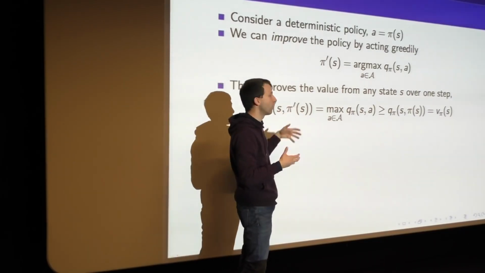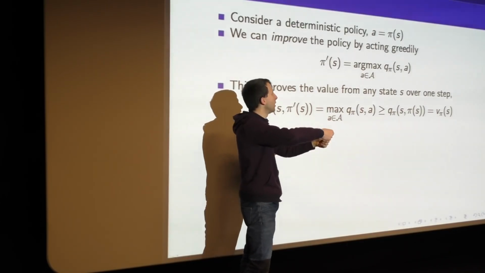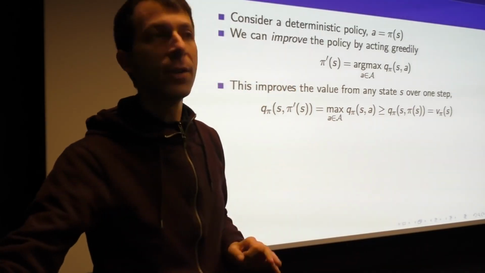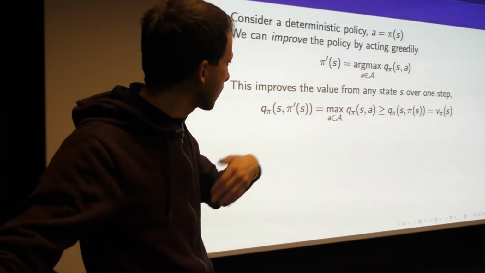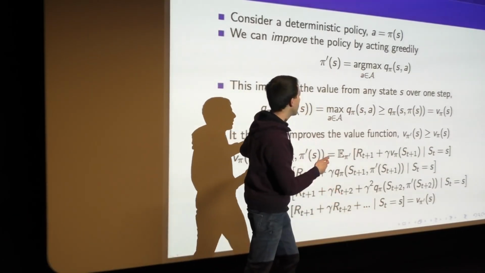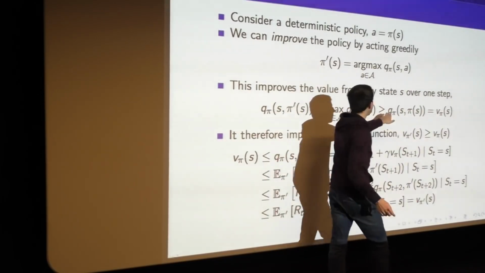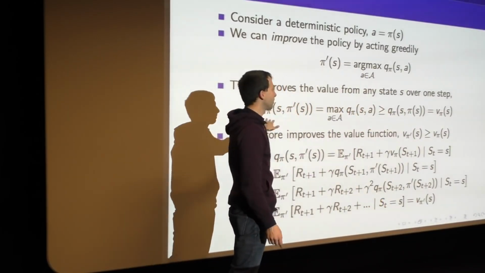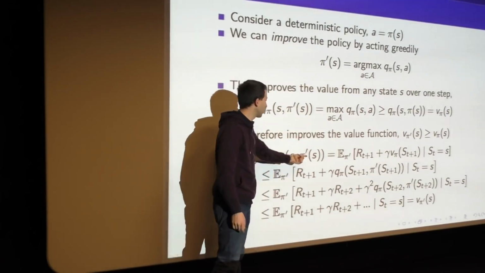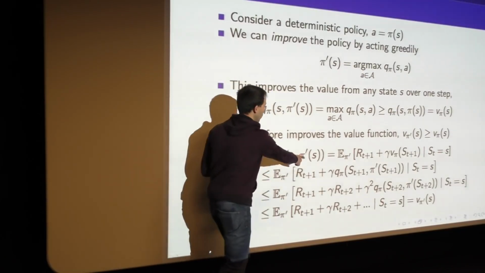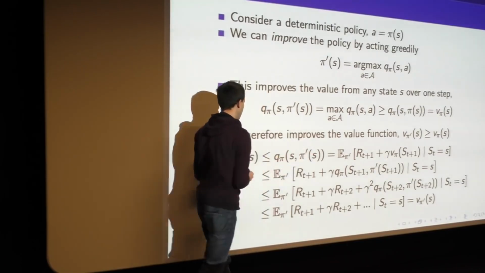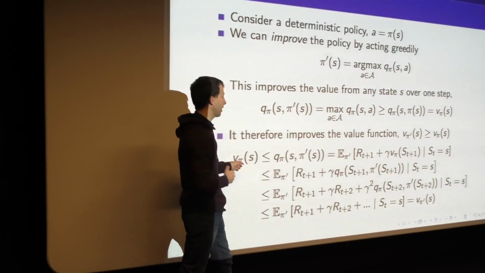If we just take our pi prime for one step, we're going to get at least as much reward as the policy we started with. Then all we have to do is iterate this using a telescoping argument. We've basically got our result, which tells us that v pi is less than or equal to this q pi term. So taking our greedy policy for one step is better than the thing we started with. That's what this tells us.